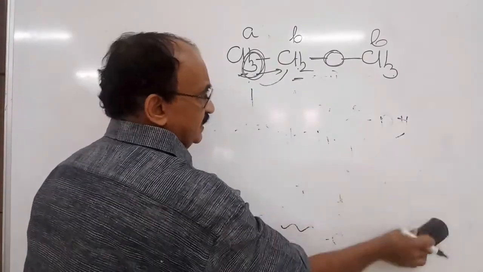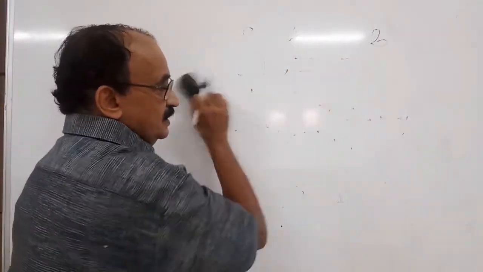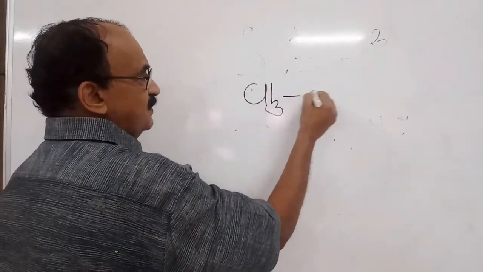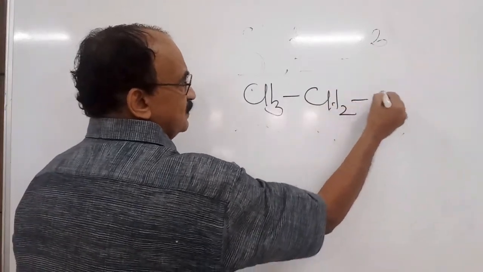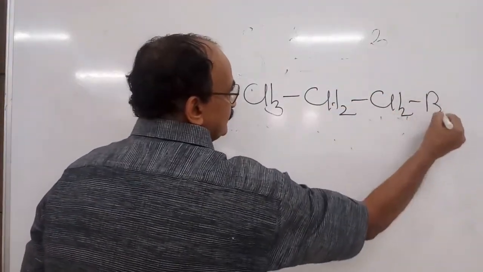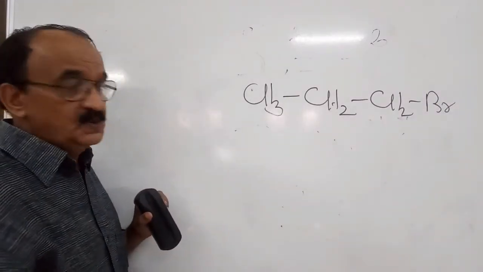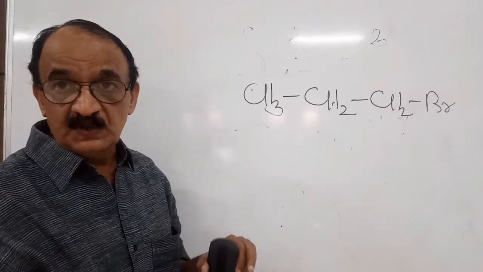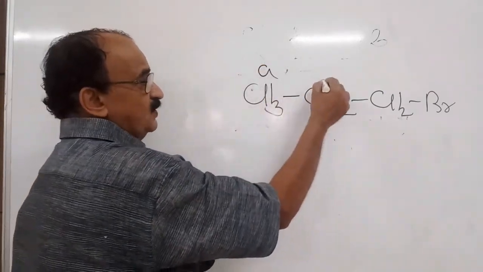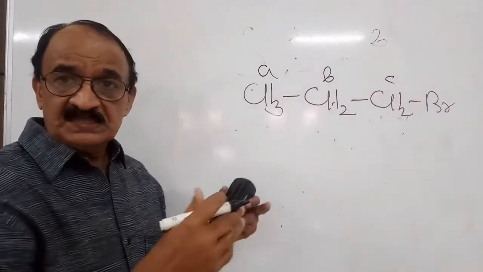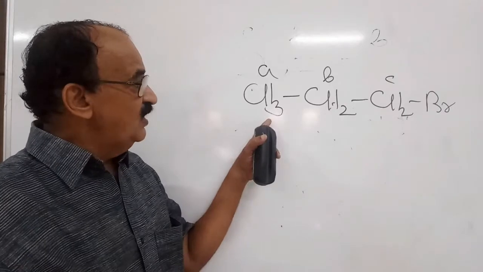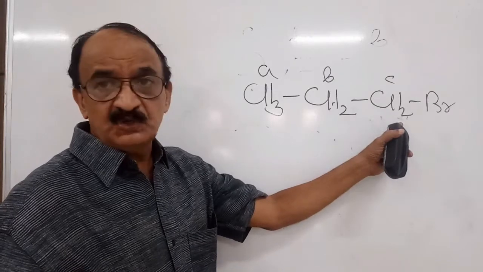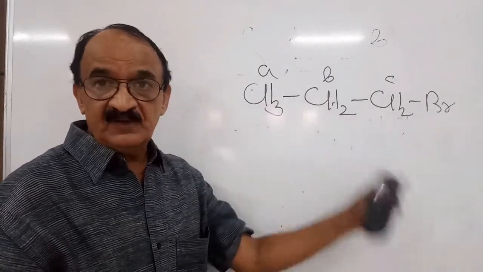Now you take another example. That is CH3-CH2-CH2-Br. You take this compound. You calculate the NMR spectrum under low resolution and also high resolution. First of all, you label the protons: A proton, B proton, C proton, because they are under different chemical environments. The chemical environment of these 3 protons is different from the 2 protons. The chemical environment of these 2 protons is different from these 2 protons.